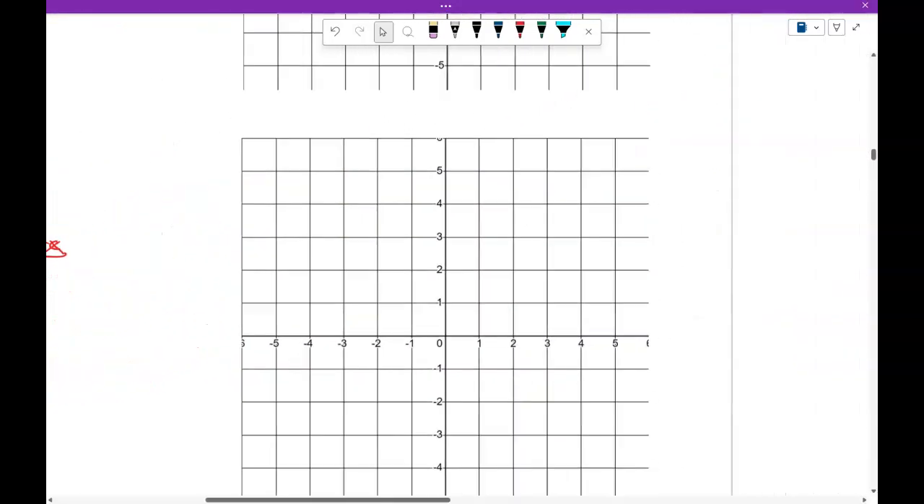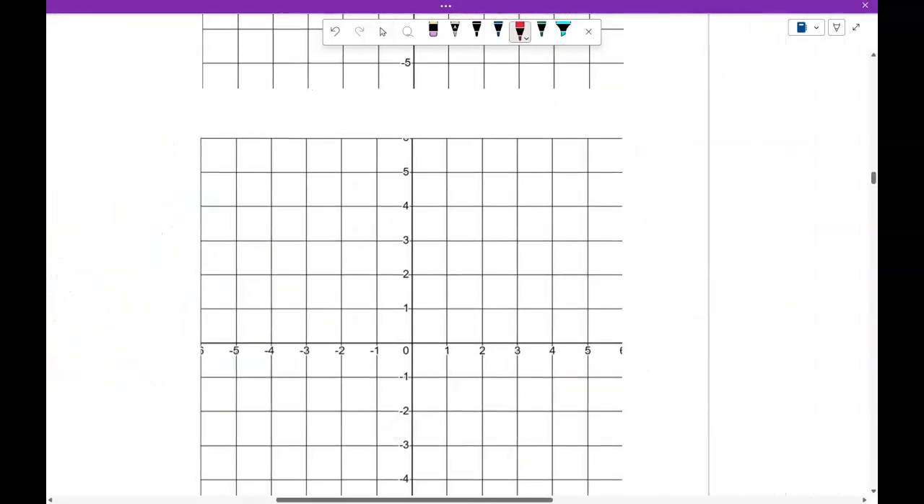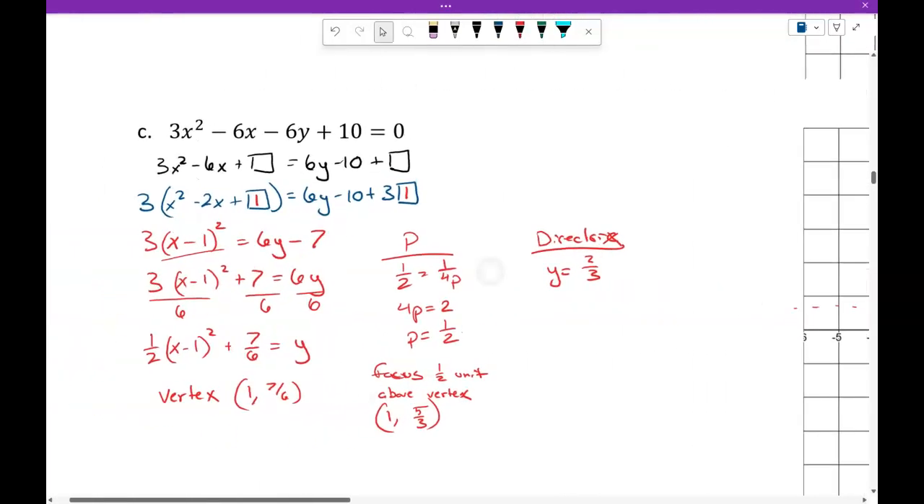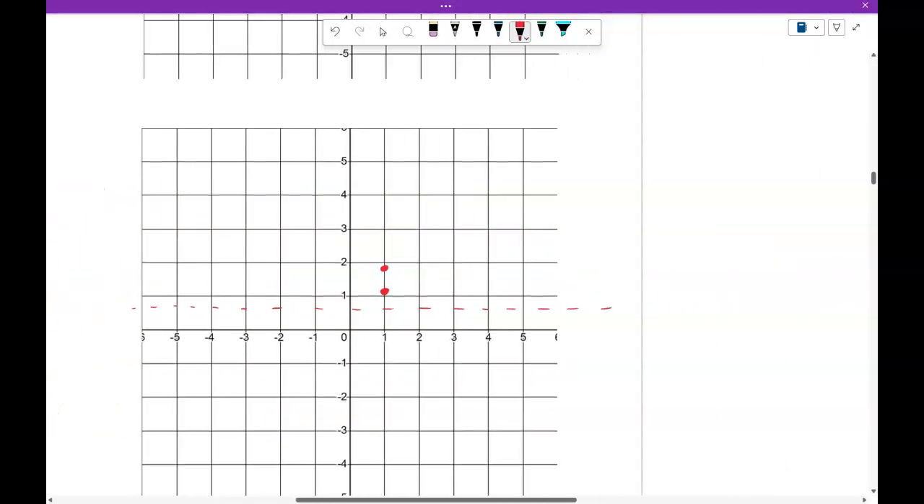And so we can go ahead and graph these. So our directrix is at about y equals 2/3. Our vertex is located just above 1, 1. And then our focus will be just below 1, 2. And then we look at our focal width, and we have a focal width of 2 because our denominator is 2. And so that means 1 unit to the left and 1 unit to the right to finish our parabola.